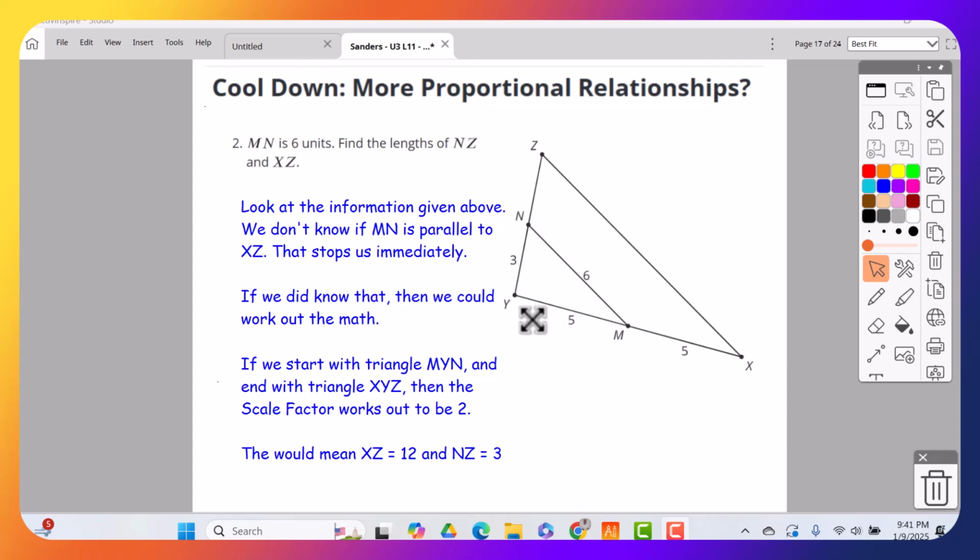Just the same way that YM and MX together gave us the length YX, and it was double YM. Over here, the same is going to be true, so this is a 3. And that's how we solve the cool down.